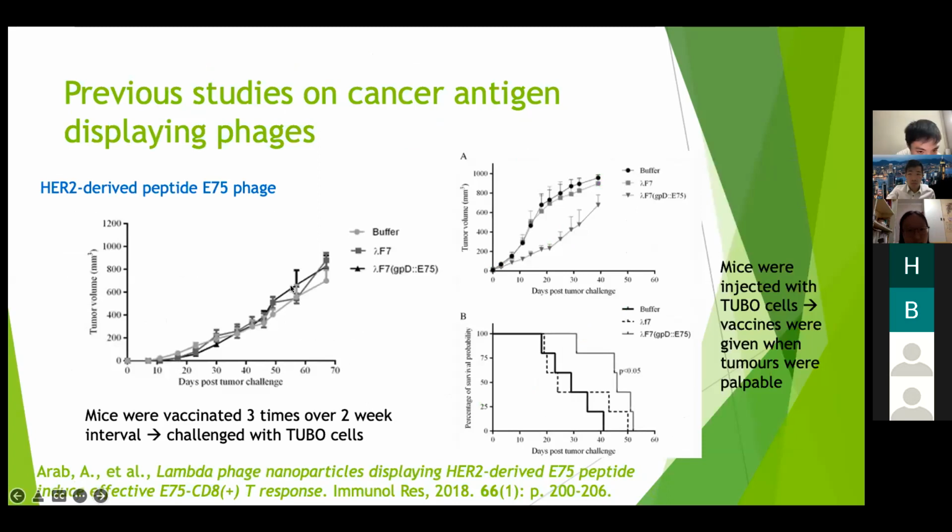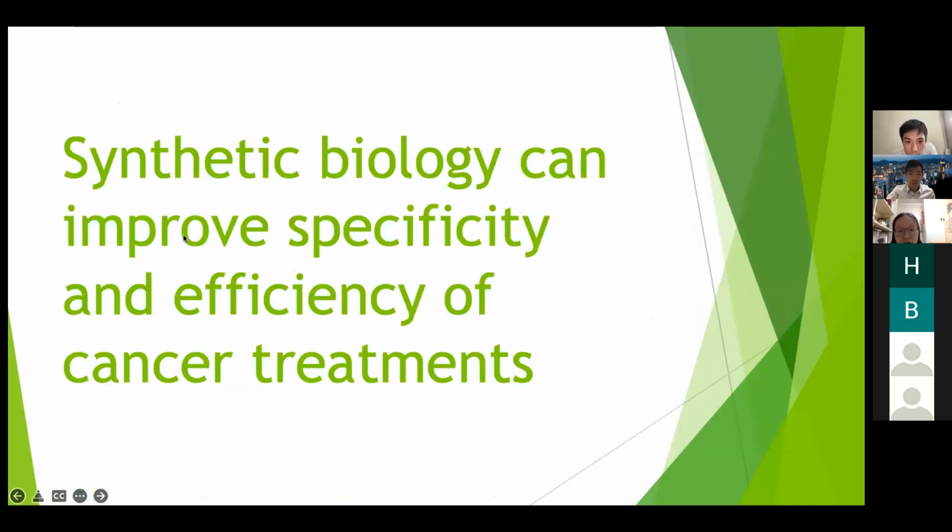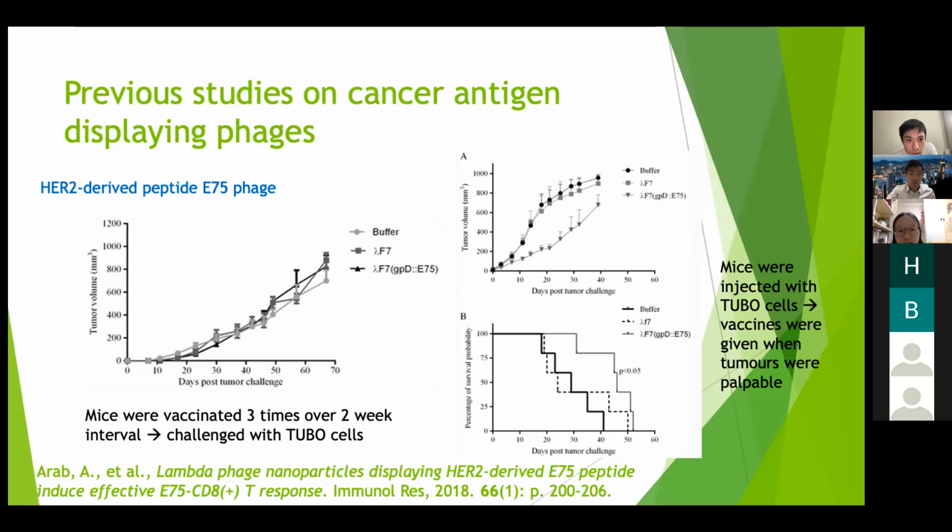Well, on the other hand, as a very common target investigated in cancer therapy, HER2 antigens have also been displayed on the phage surface for evaluation as a possible cancer vaccine. A group has isolated an immunogenic HER2-derived peptide, which is called E75, and displayed it on lambda phages, which is a type of phage.